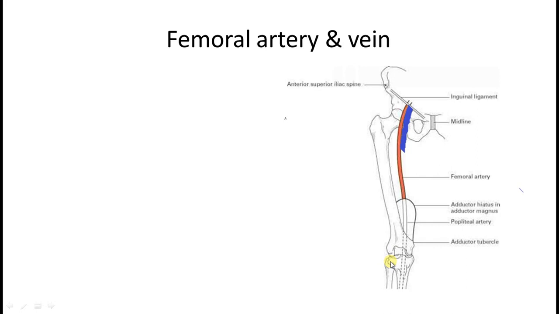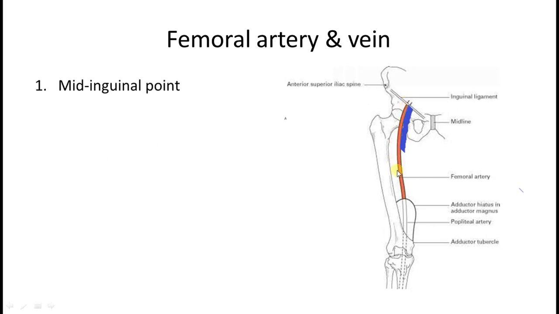So now we are moving on to the lower limb. The first structures we will be discussing are the femoral artery and the femoral vein. It is very easy to mark the surface anatomy of the femoral artery. You keep a point on the mid-inguinal point, which is from the anterior superior iliac spine to the pubic symphysis. Just the middle of this will give your mid-inguinal point.